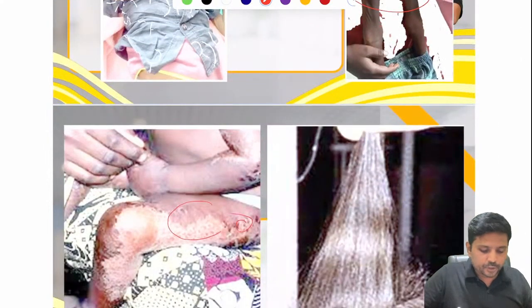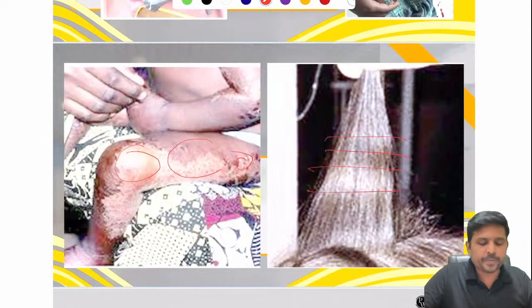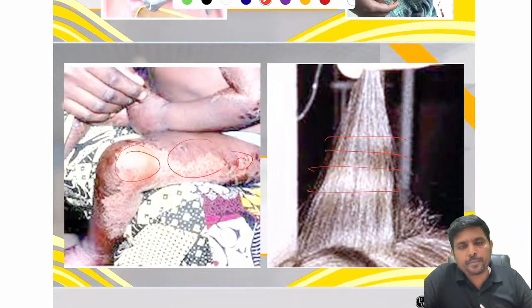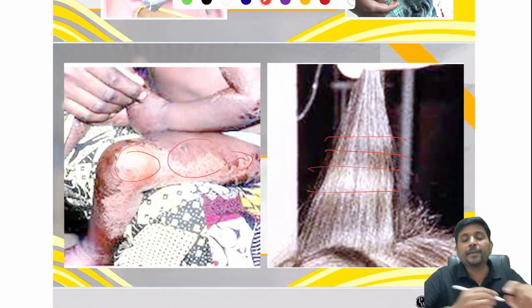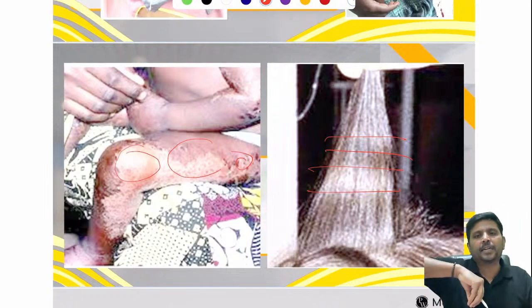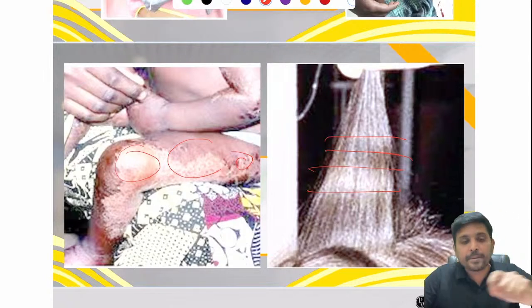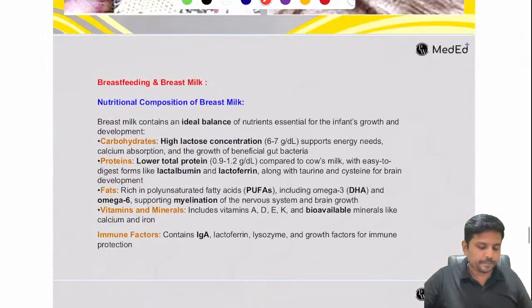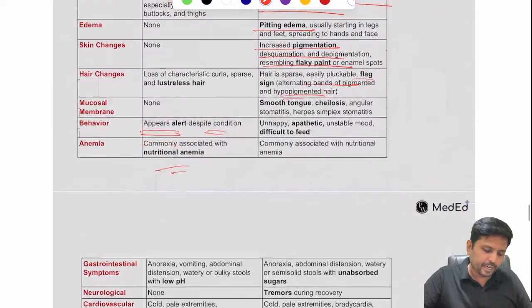So what is this? This is called flaky paint dermatosis, and this is alternate pigmentation and hypopigmentation, otherwise known as flag sign. Pigmentation occurs during stages of giving nutrition. Depigmentation occurs during stages of poor appetite. This is called flaky paint dermatosis or flag sign, right? So what are all the other things that you need to know?